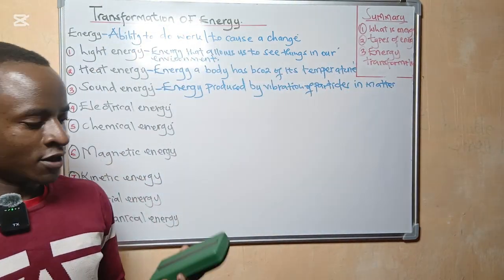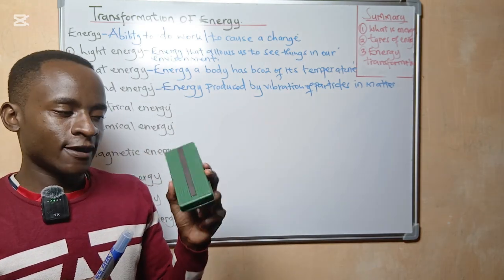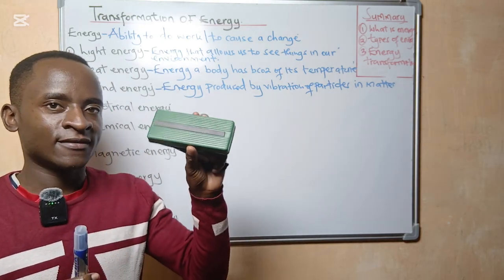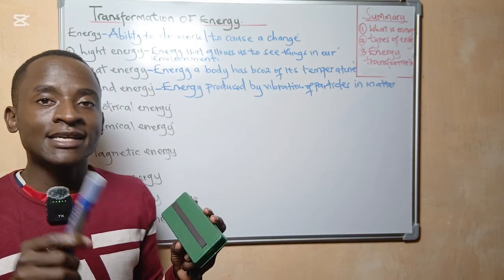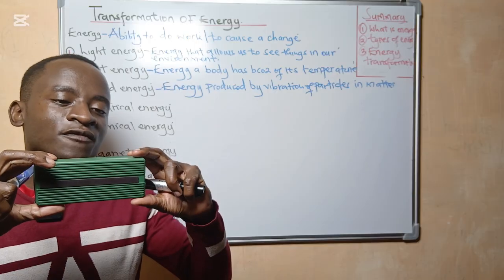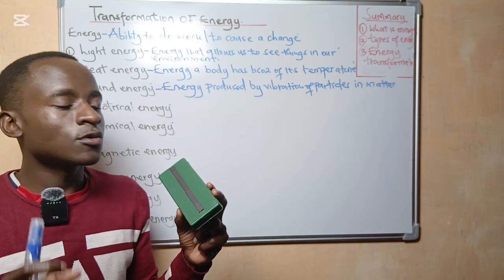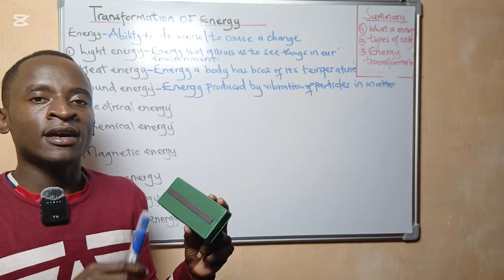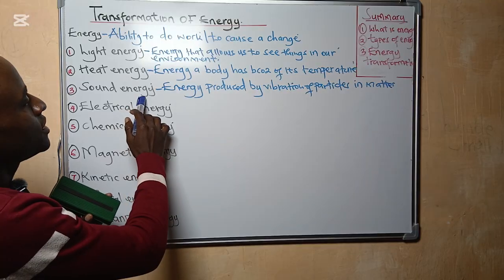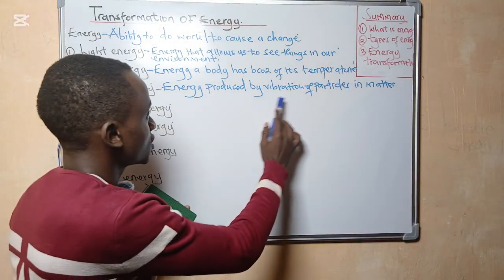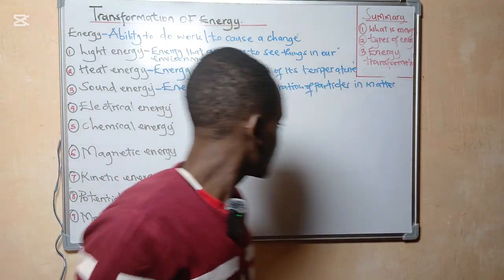What do I mean by vibration of particles? When you begin hitting this body here, this is a solid, one state of matter. So I'm hitting it. As I hit, the particles of this body begin to vibrate. It is only through vibration that I'll be able to hear the sound, right? Now, sound energy is energy produced by vibration of particles in matter.